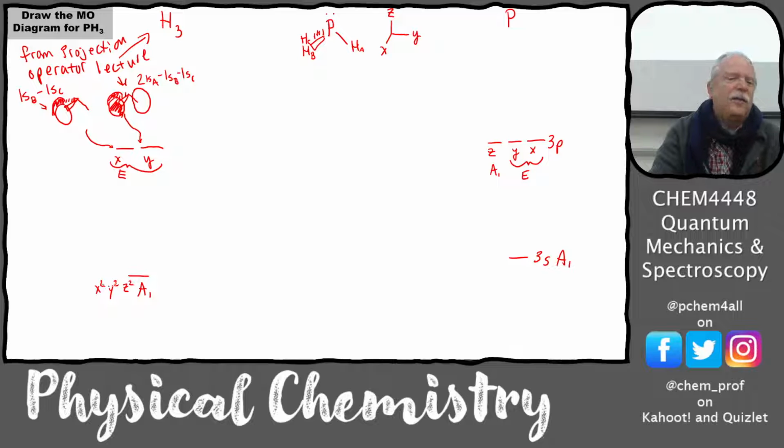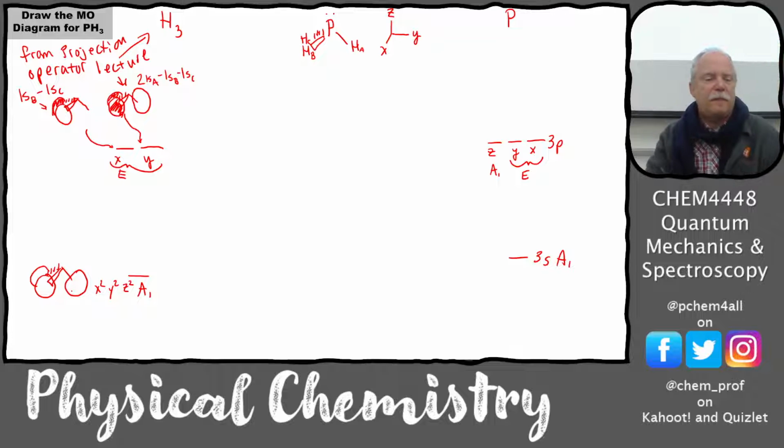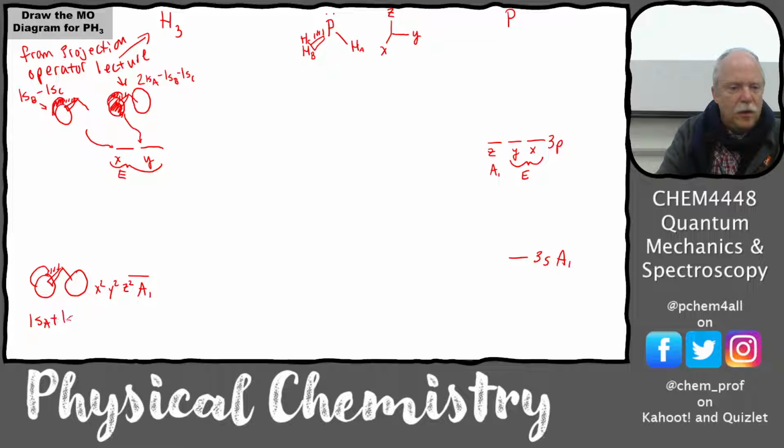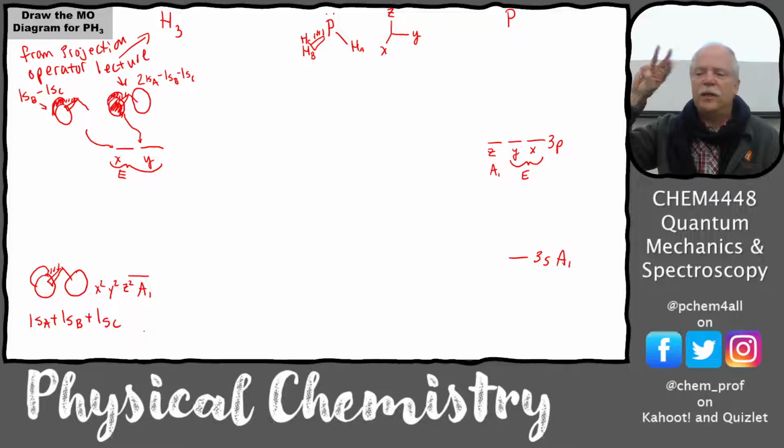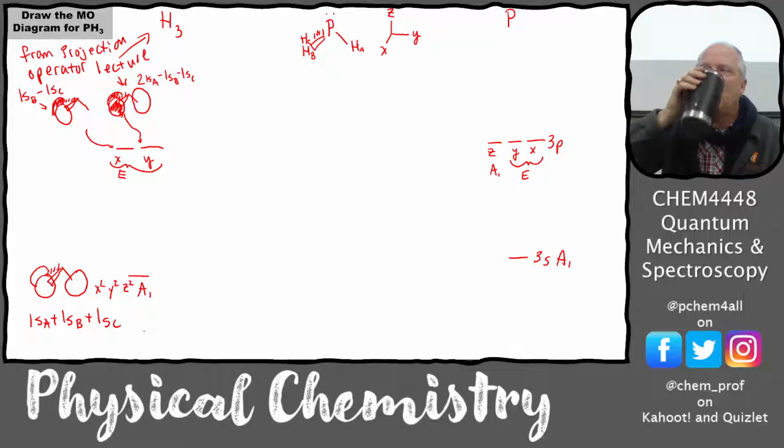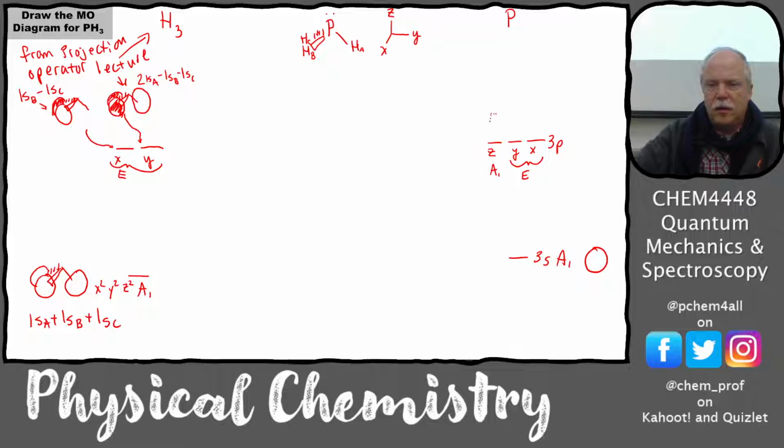And down here, the s orbital is going to be the totally symmetric one, x squared, y squared, z squared, all of those things. It's going to be this combination here, where they're all the same shading at the same time. We got all three of those pictures from the projection operator. Remember that? We'll just draw these real quick.